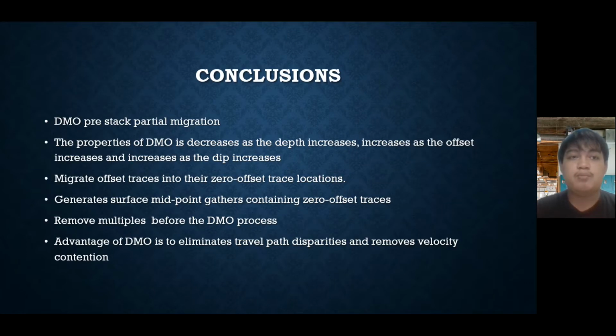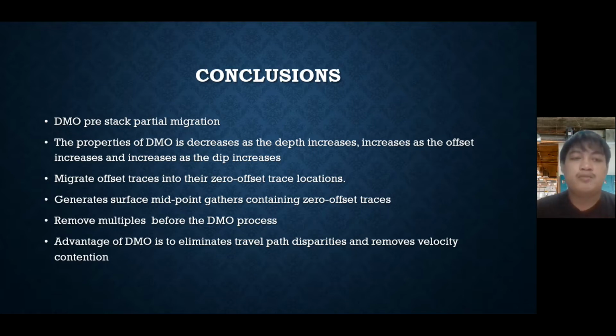For conclusions, DMO is a pre-stack partial migration. There are three properties of DMO. As it decreases, the depth also increases. The second one is that it increases as the offset increases. And the third one is that DMO increases as the depth increases. And it will migrate offset traces into their zero offset trace locations. DMO also generates surface midpoint gathers containing zero offset traces after post-stack migration.